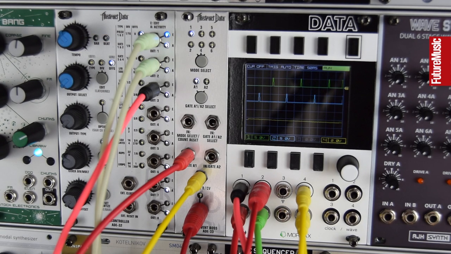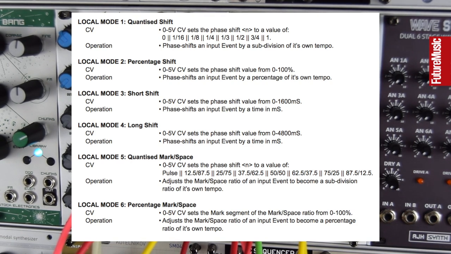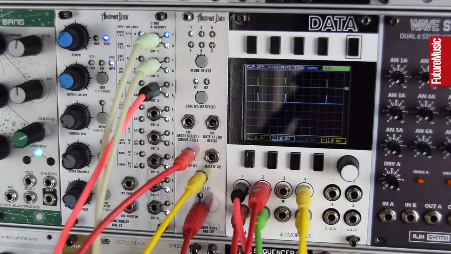Now, as with the other modes, we've got six different local modes. Local mode 2 is a percentage shift. Local mode 3 is a short shift going from 0 to 1600 milliseconds. Mode 4 is a long shift going up to 4800 milliseconds. Mode 5 adjusts the mark to space ratio of an input event, which becomes a subdivision ratio of its tempo. And the end result of that is effectively longer gates.